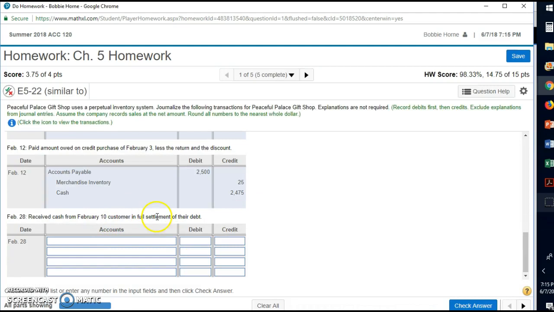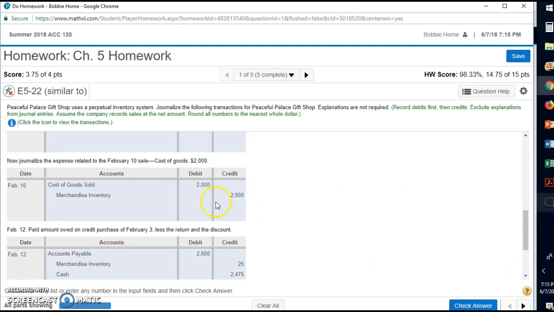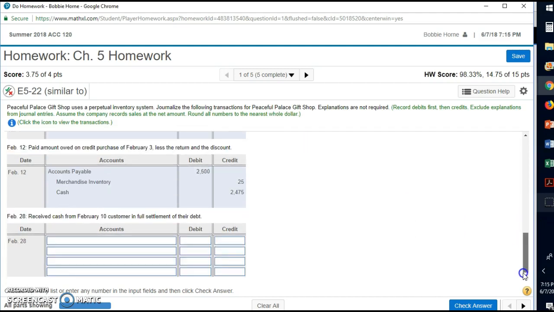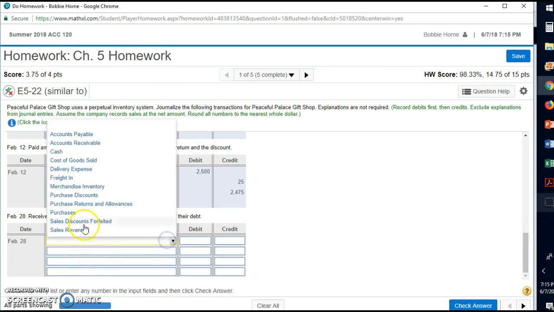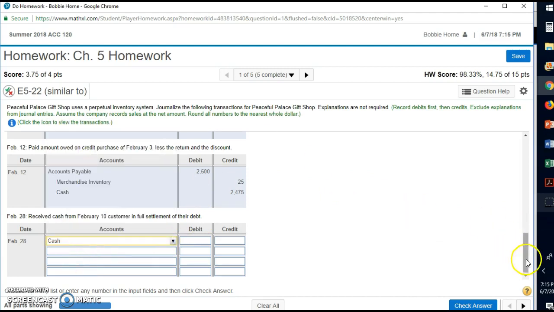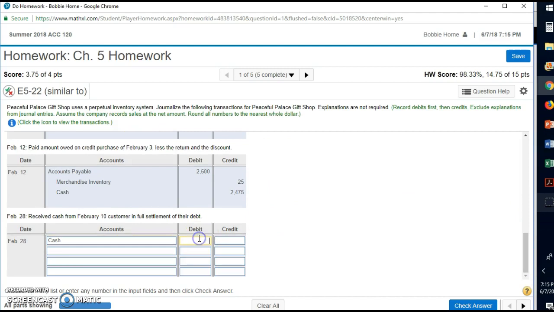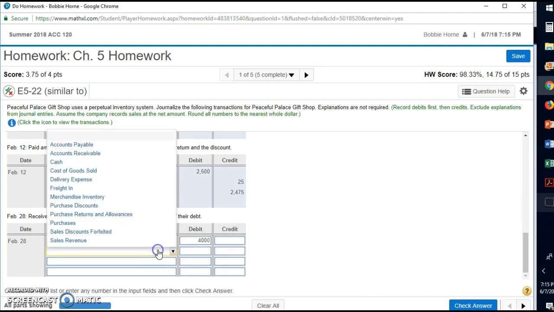Received cash from February 10th customer in full settlement of debt. So we received cash in full settlement of debt from this customer. They had 15 days to pay, so they had to pay by February the 25th, and they did not. So they have to pay us the full amount. Well, the full amount is $4,000. So we're going to get cash of $4,000.